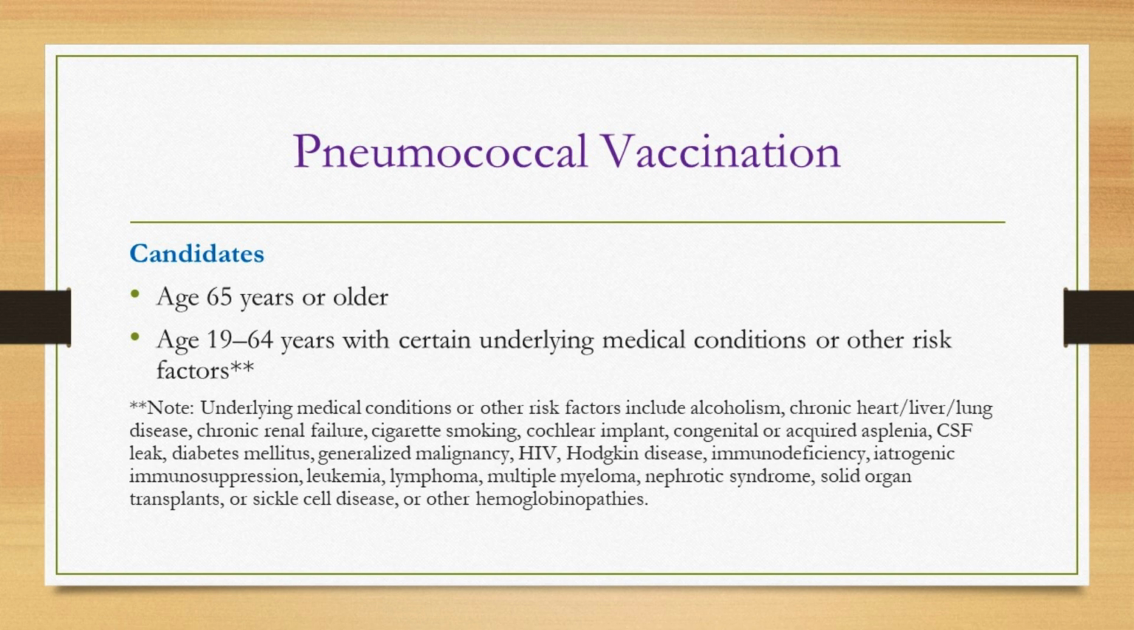Similarly, a history of congenital or acquired asplenia, CSF leak, persons with diabetes, generalized malignancy, HIV infection, Hodgkin's disease, other immunodeficiency or immunosuppressive disorders. Similarly, hematological malignancies like leukemia, lymphoma, myeloma, also nephrotic syndrome, transplant patients undergoing immunosuppression, sickle cell disease and other hemoglobinopathies.